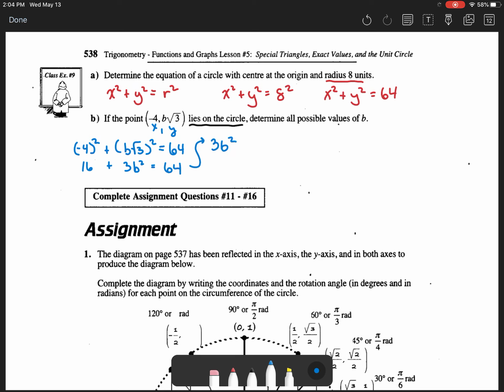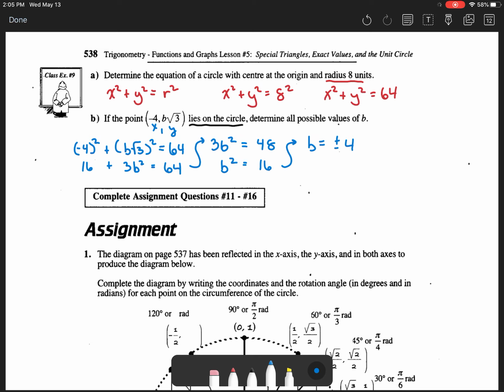Okay, I'm going to bring my 16 to the other side of the equation. So 3b squared will be equal to 48. Divide both sides by 3, so that gives me 16. And then when I square root 16, that means b could be either positive or -4. And there you go. So that might be one of the tougher sections that we have done all year.